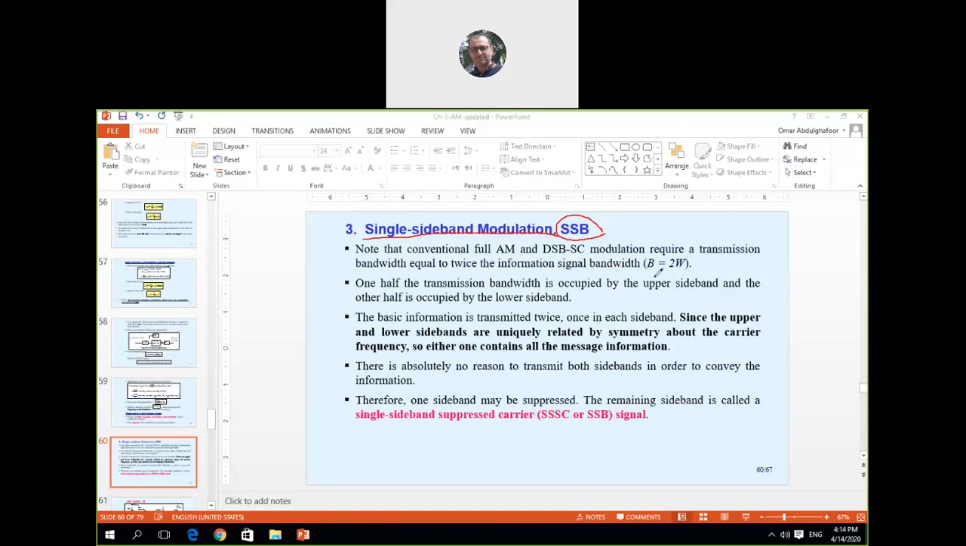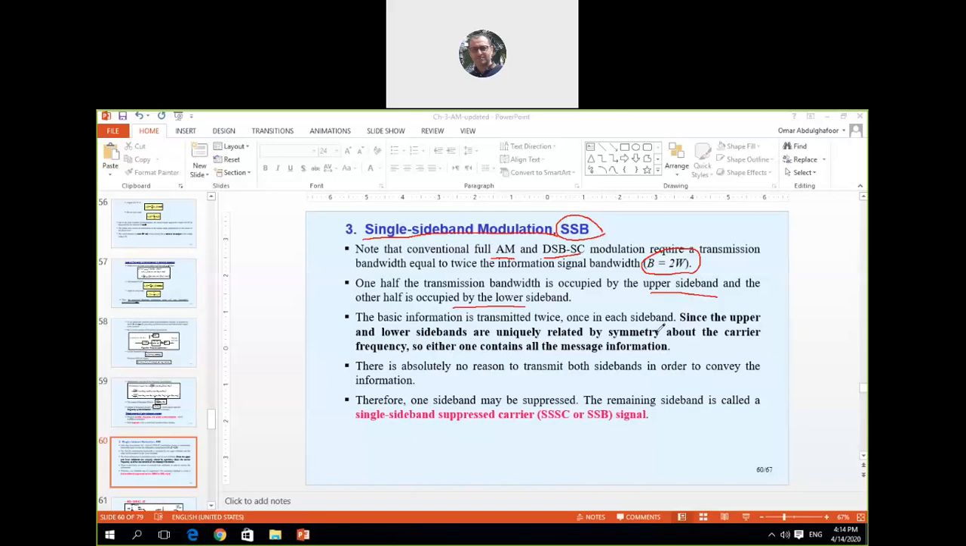Okay, so you can see this one, full AM, large carrier, and double sideband suppressed carrier. The bandwidth of the modulated signal will be twice the bandwidth of the modulating signal. All right, the bandwidth will be 2W. So one half of the transmission bandwidth is occupied by the upper sideband, and the other half by the lower sideband. Okay, so the basic information is transmitted twice, once in each sideband. All right, upper and lower.